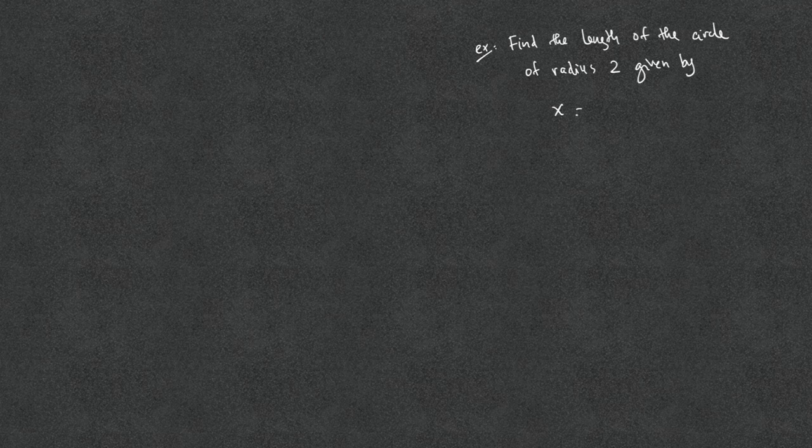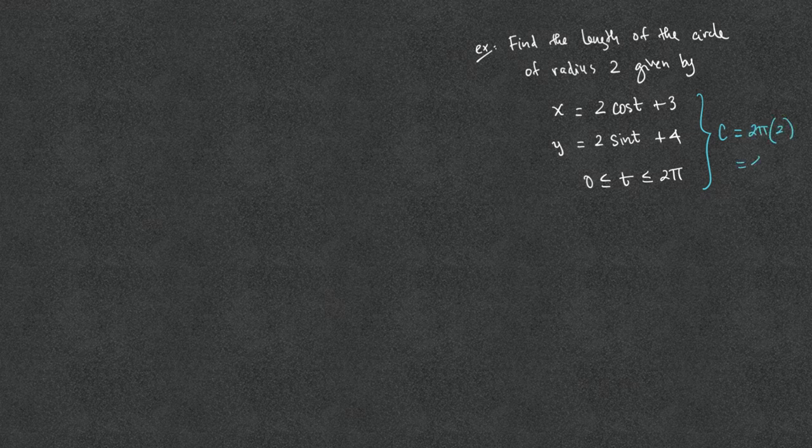Find the length of the circle of radius 2 given by the parametric equations x equals 2 cosine of t plus 3, y equals 2 sine of t plus 4 for t between 0 and 2 pi. Notice that this is a circle of radius 2 where the center is at (3, 4). Since the circle has radius 2, we know that the circumference, or the length of the circle, is 2 pi r, which is 4 pi.